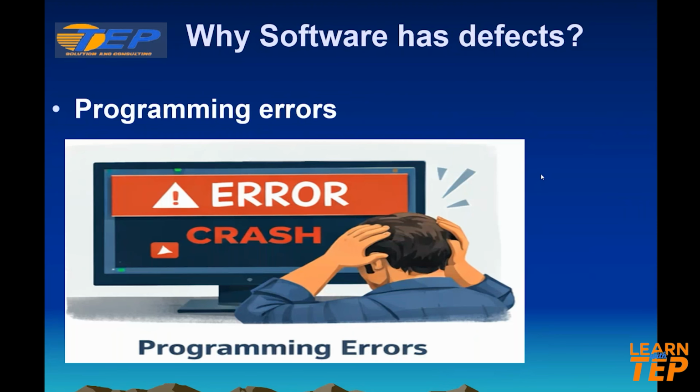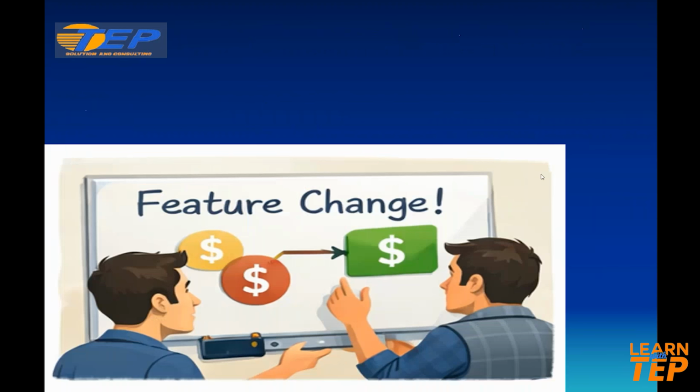The next reason to have a defect in an application is programming errors. For example, a developer writes a loop that does not properly check the array's limit. That may crash the system because of an array index out of bounds. Another common example is forgetting to close the database connection, leading to memory leaks and system slowdown. That is a system performance issue.